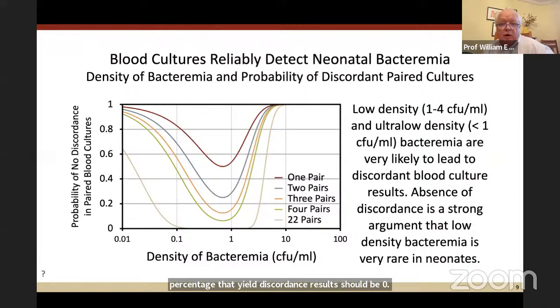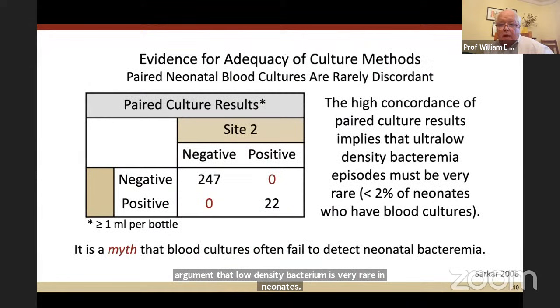We can go on. So given this information from the Poisson distribution, we can see that low density bacteremia is very likely to yield discordant blood results. The probability of seeing none is very, very low. And the absence of that discordance is actually a strong argument that low density bacteremia is very rare in neonates. So what do we know from empiric data?